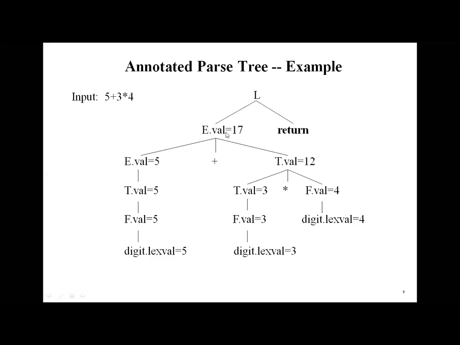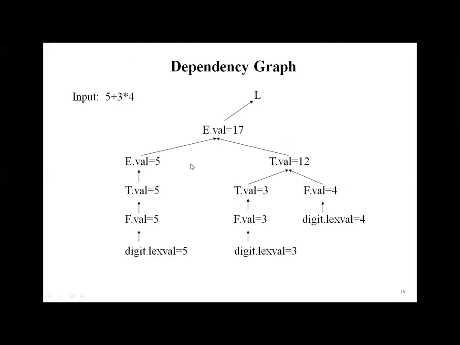So this is eval node. And finally, we print the eval of the 17. So result will be 17. So this type of tree, when we create to check the error, then this is called the annotated parse tree. And finally, using this annotated parse tree, we can create some dependency graph.